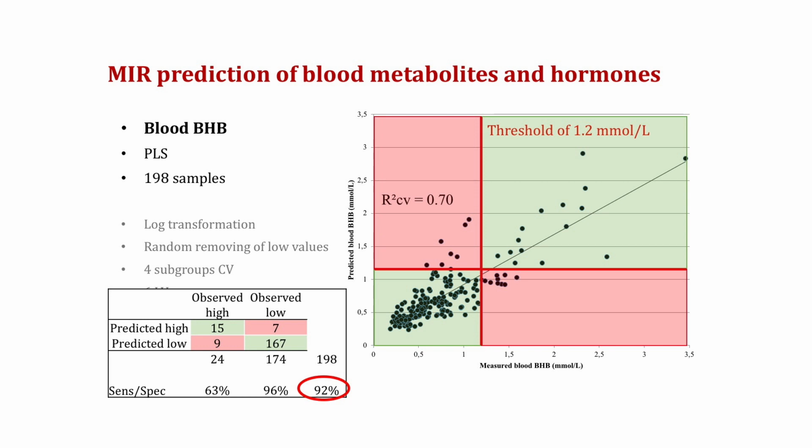It means that we can use it in routine to try to detect the BHB. It's for the ketosis detection. We are able to use these models to detect cows with potential problem of ketosis.